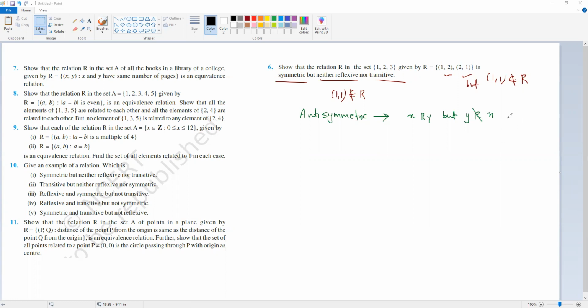For all (x, y) belongs to R and x not equal to y. If x is equal to y, then there is no issue. If x is equal to y, then what will happen? x is related to x. It is a reflexive relation. But if x is related to y, then y is not related to x, this will hold for all. Whenever x is related to y, meaning (x, y) is in the relation, then (y, x) should not be in the relation. That is known as anti-symmetry. Just for your information only.